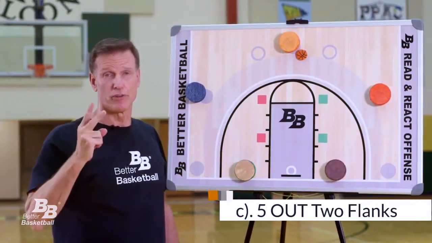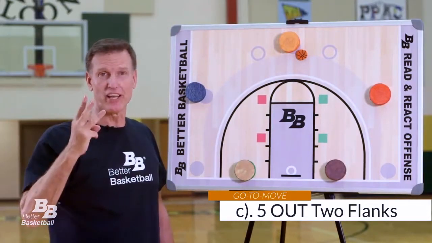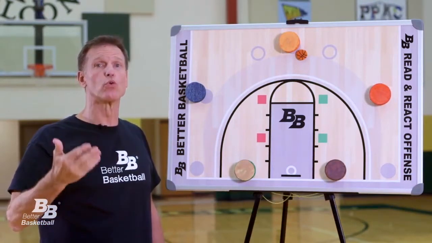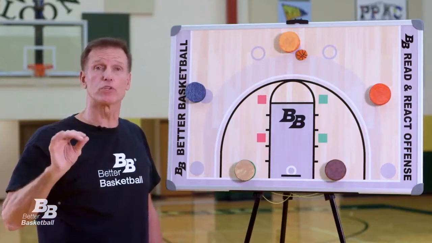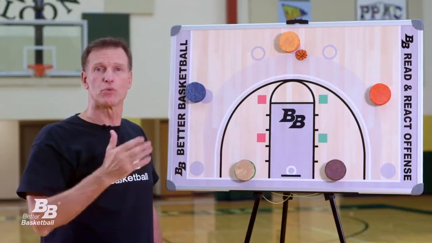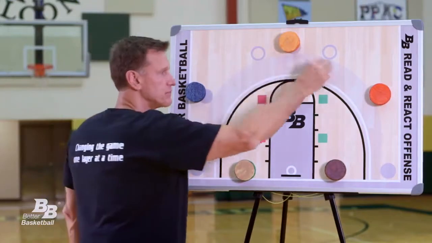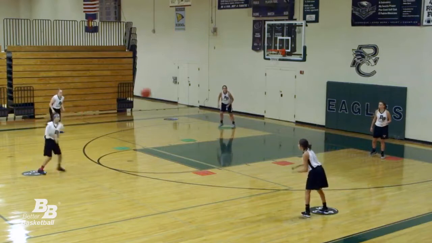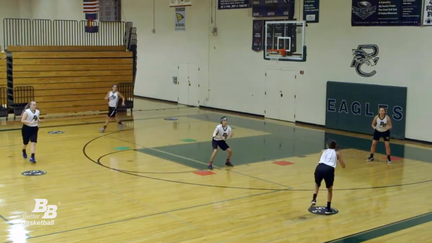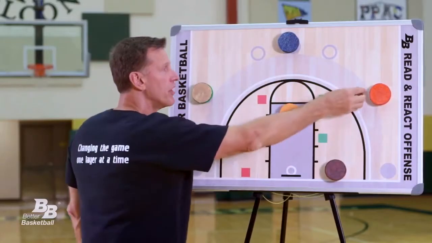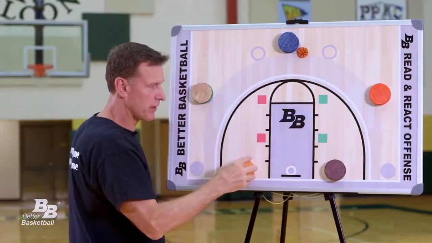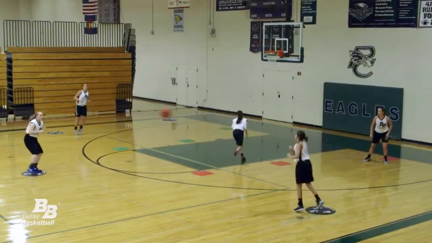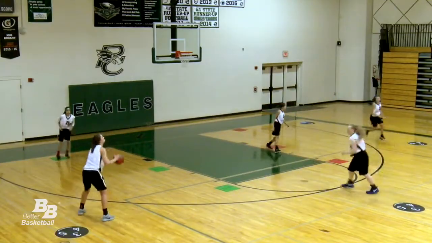Five out, 2 flanks. Notice I didn't say 3 out, 2 in. This is only how we begin the possession. The rules are the same for everyone as if we were starting 5 out. Cutters will visit the nail first. And then they'll fill an empty flank on the next pass. And then they'll fill out to the perimeter on the next pass.